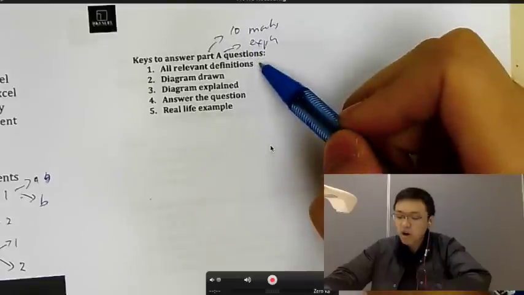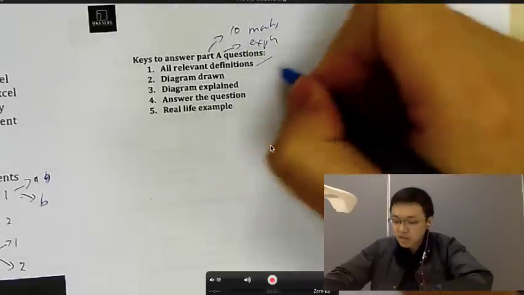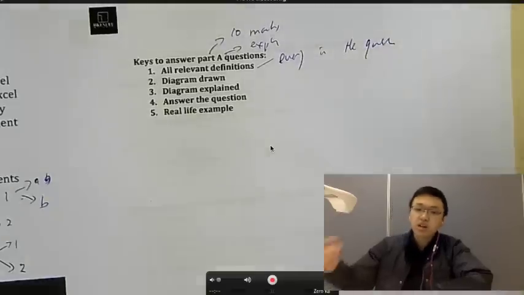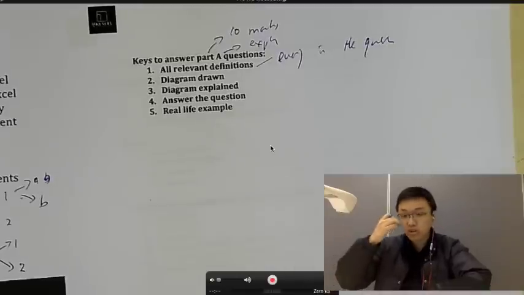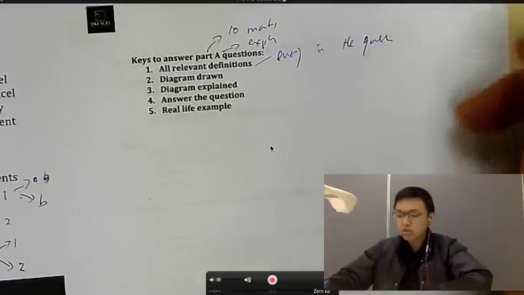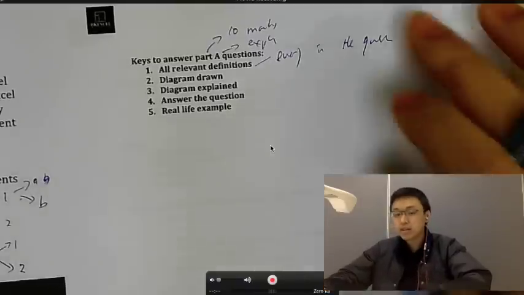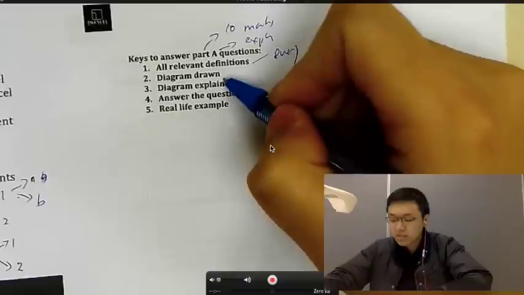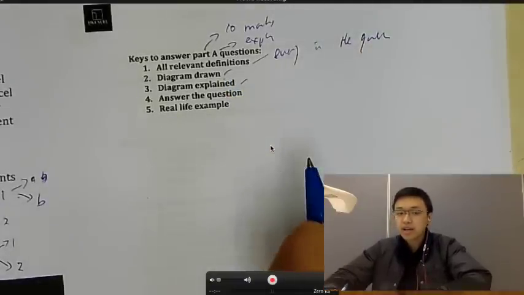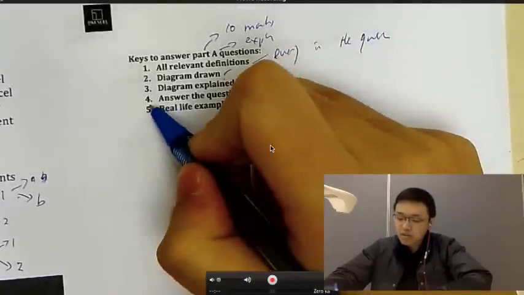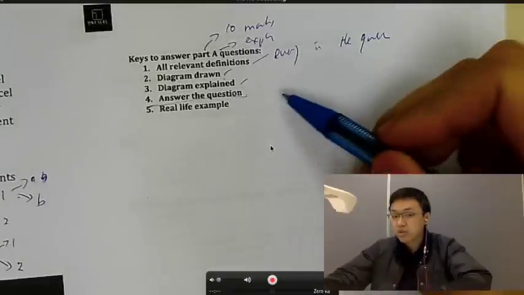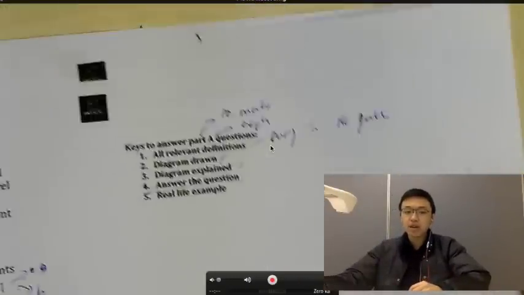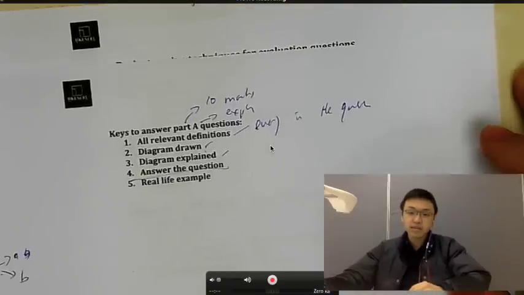Number 1, all relevant definitions. That means everything in the question. If the question talks about public goods, then you must define the term public good. You have to define every term in the question, and also terms that could be related to the question. Then diagrams drawn. You have to draw diagrams related to the question, and explain the diagram in great detail. Lastly, a lot of students, after they draw the diagram, forget to answer the question. You have to answer the question. And finally, a real life example. If you have all 5 of these things, there's no reason why you can't get a level 7.